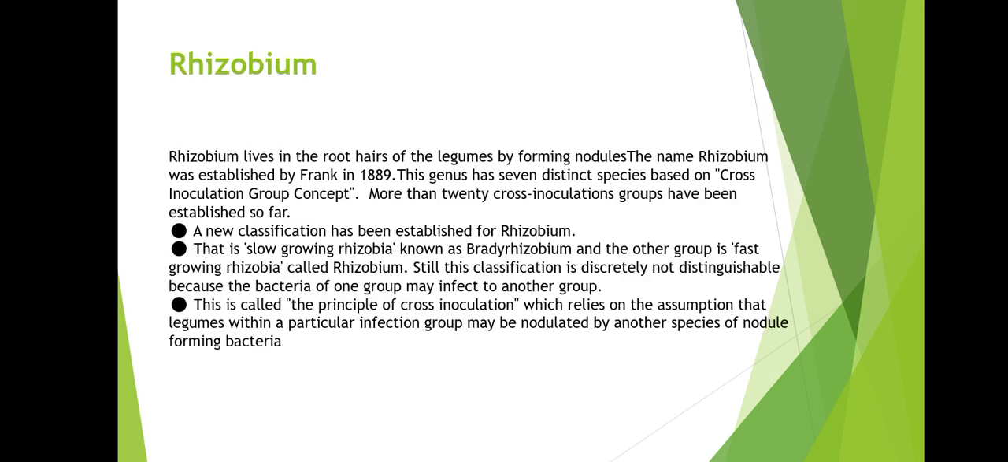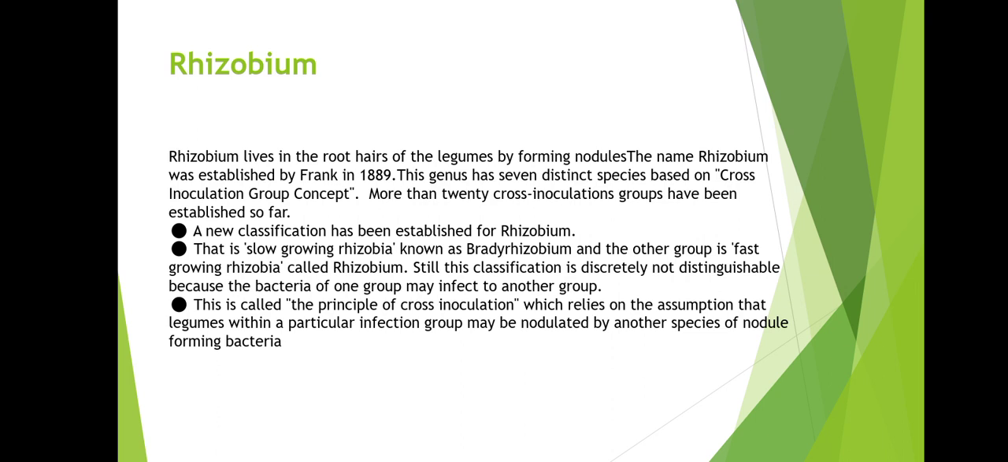Rhizobium. Rhizobium lives in the root hairs of the legume by forming nodules. The name Rhizobium was established by Frank in 1889. The genus has 7 distinct species based on the cross inoculation group concept. More than 20 cross inoculation groups have been established so far. A new classification has been established for Rhizobium: the slow growing Rhizobium known as Bradyrhizobium, and the other group, the fast growing Rhizobium, called Rhizobium.